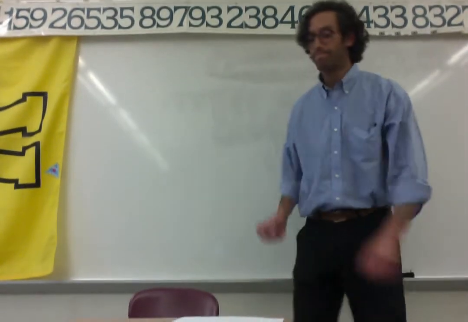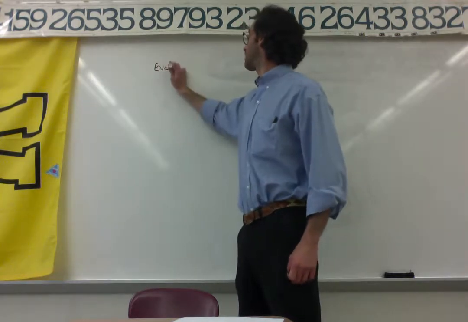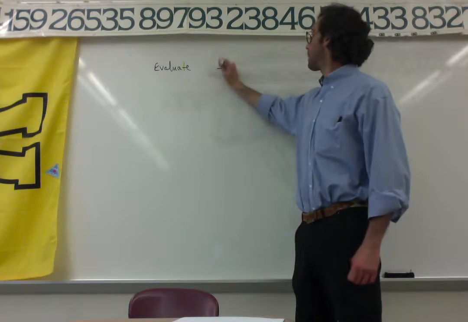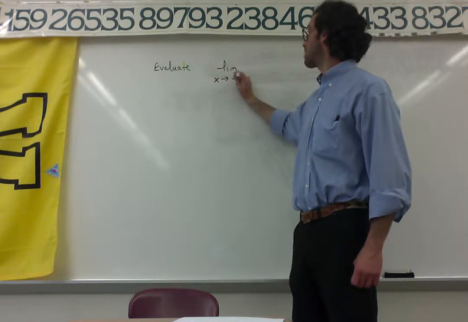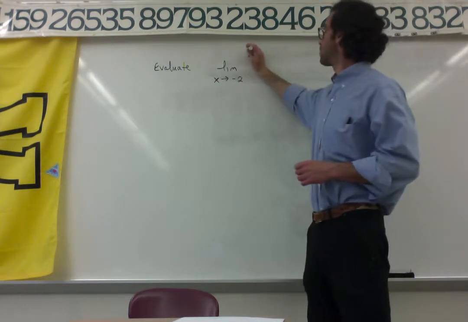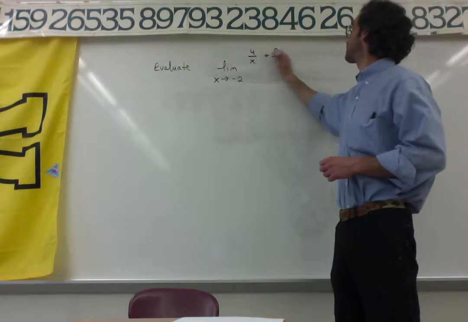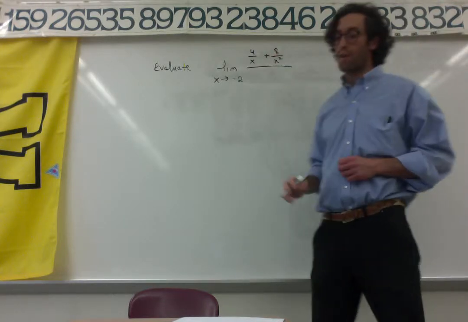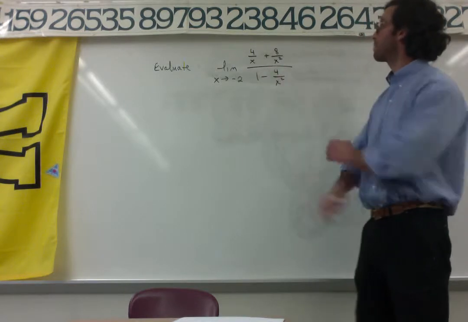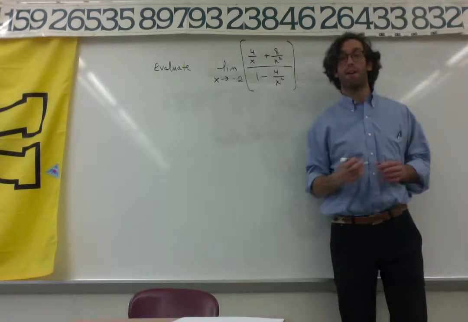All right. So here's one problem. Here's the way you would see it. Okay, so evaluate the following. The limit as x approaches -2 of (4 over x plus 8 over x squared) over (1 minus 4 over x squared). All right? So what this means, sometimes you'll see brackets or parentheses around this expression. Doesn't really matter. All right?